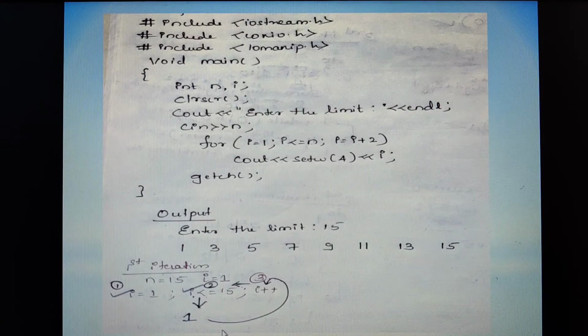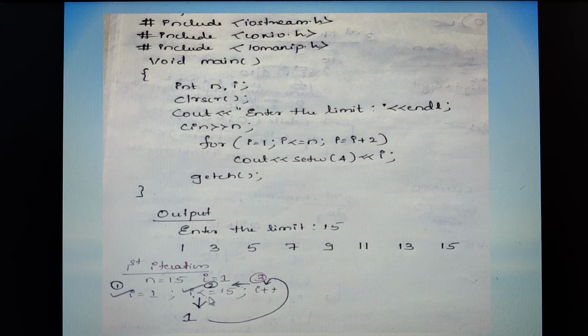Now look here, at the first iteration what happens? Initially I am assuming the value of enter the limit, I have entered it as 15. Initially the counter variable is I is equal to 1. This initialization happens only once. After that control goes to the second part, that is to check the condition whether 1 is less than or equal to 15. Yes, the condition is true.